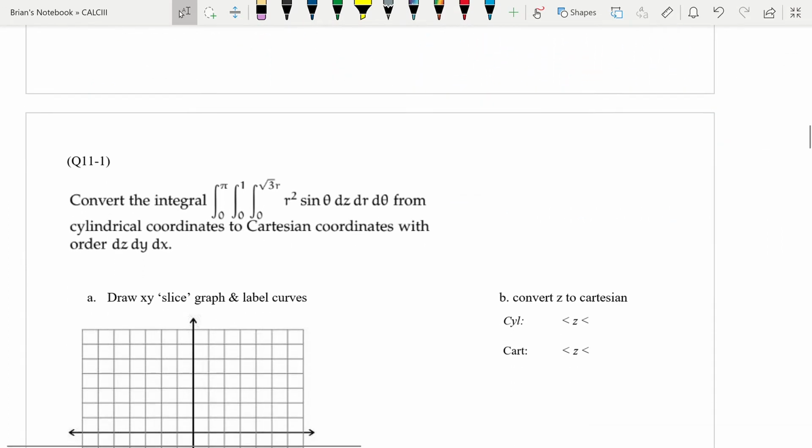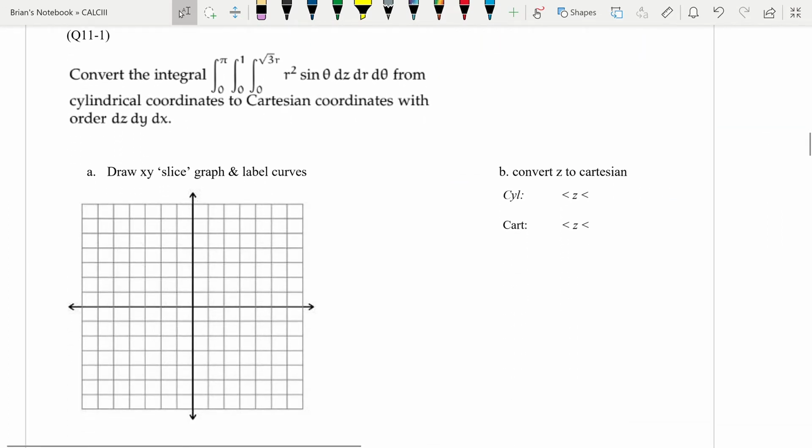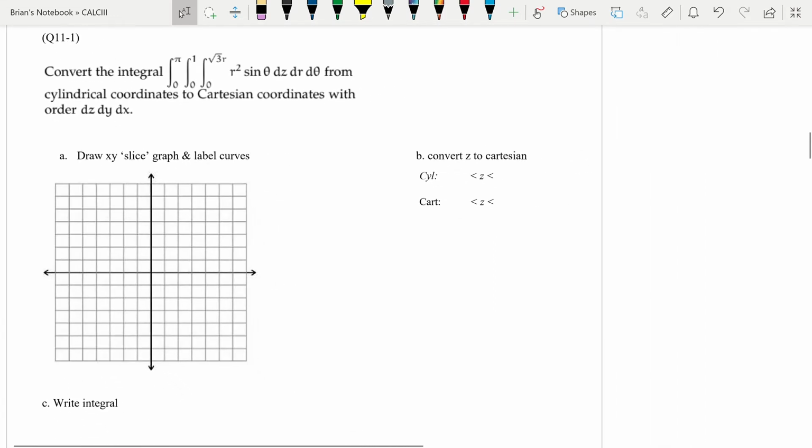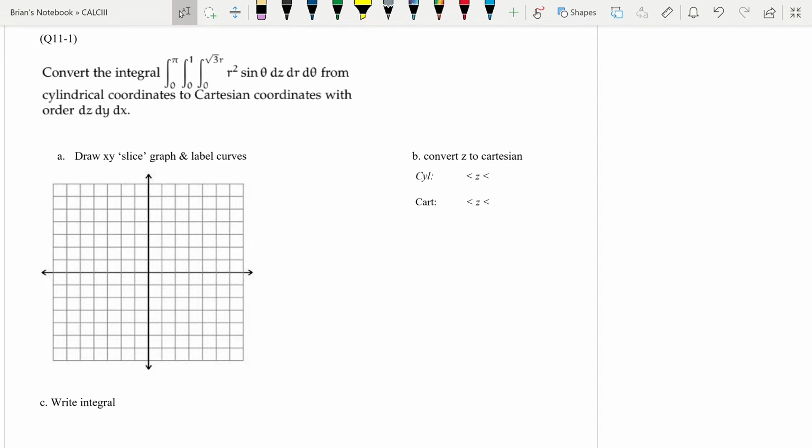So let's look at the next one. Convert the integral of this guy from cylindrical coordinates to Cartesian coordinates. Okay, cool. So we're going from cylindrical to Cartesian. That's kind of fun. So let's convert: draw our xy slice and graph and label the level curves. Then convert z to Cartesian. Remember our cylindrical bounds are going to be z goes from 0 to the square root of 3 r. Convert that to Cartesian, and then see if you can write the integral.